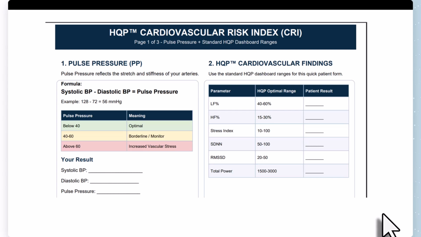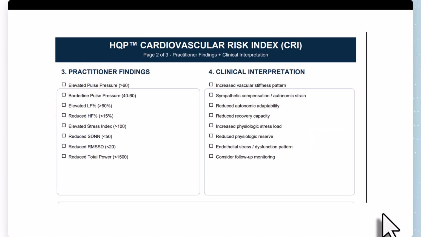And on the right, you have all the indices from the HeartQuest professional, and each one of those gets a specific score. So you can look at that, and if the LF is optimum, if it's over 40 to 60%, it gets a specific score, I believe 15. We'll look on the next page. HF, if that's lower than the 15 to 30%, it's going to get a specific score. The stress index and so on and so on. So those are the ranges, and it is calculated here.